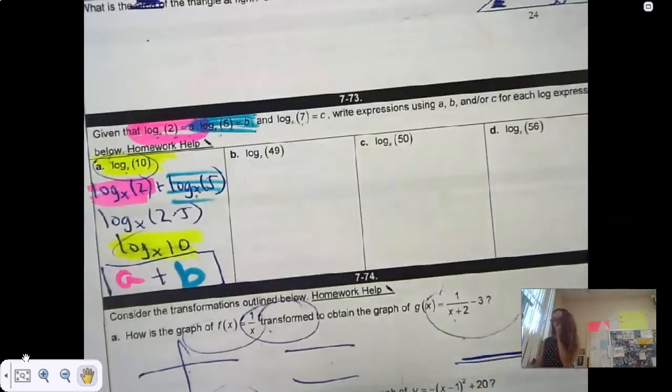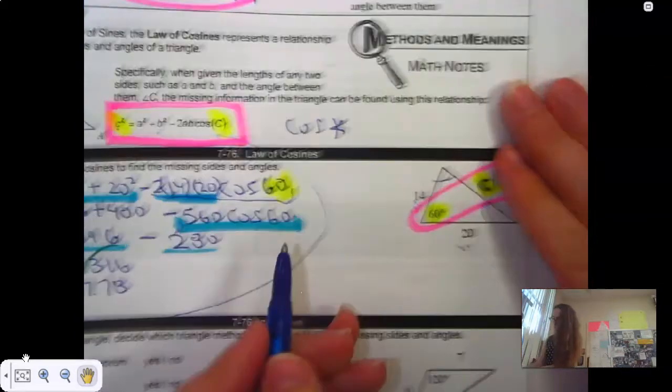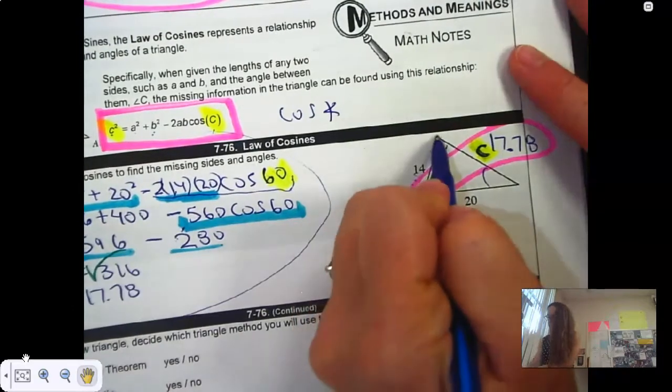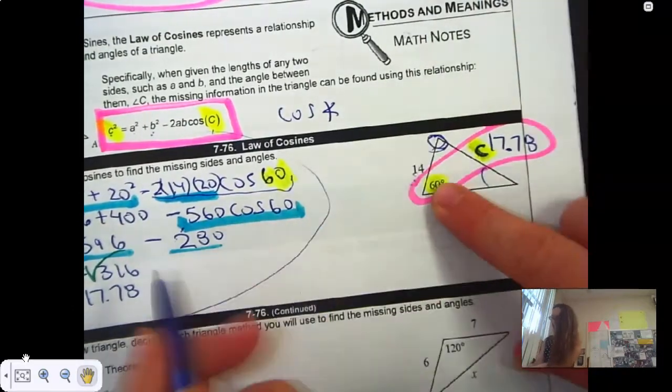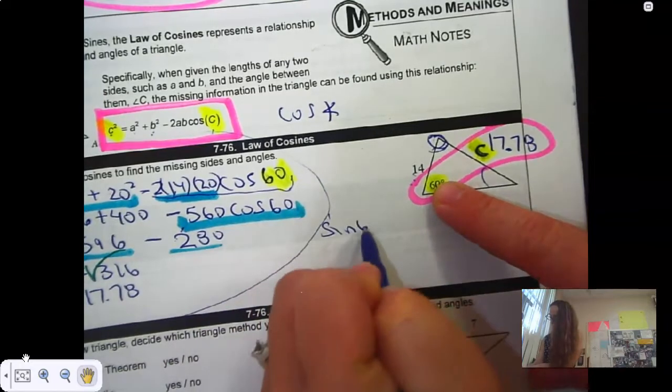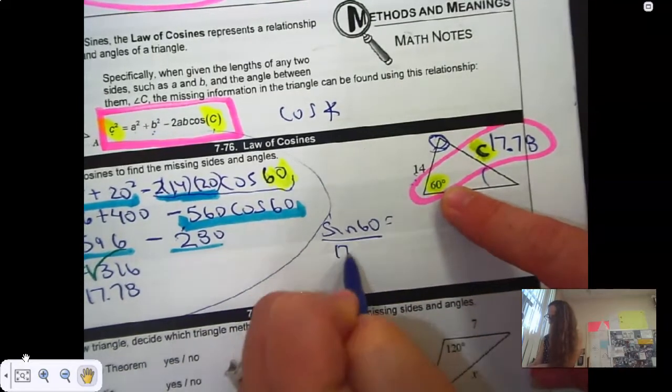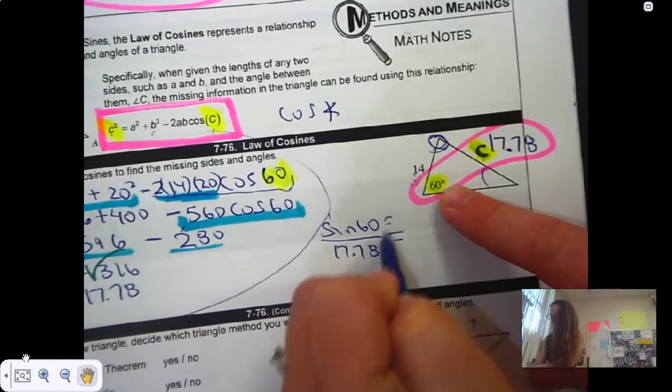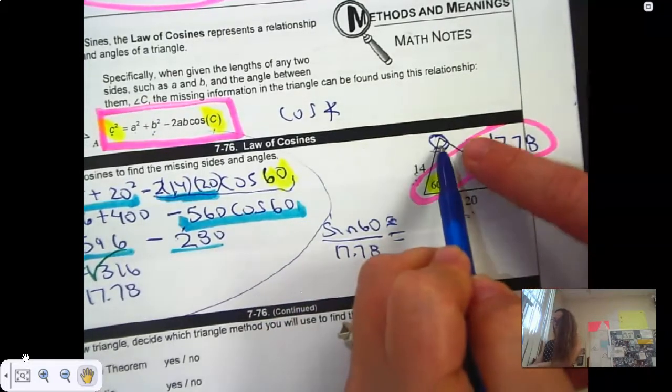So for me, I don't want to do the law of cosines again. It took up too much space, and it's a lot of work. So I'm going to do my match, and you have to decide what you're going to pick. So I'm going to do this angle right here. Okay? So I'm going to put my match down, sine of 60 over 17.78 equals, sorry. And I decide I'm going to do this angle.